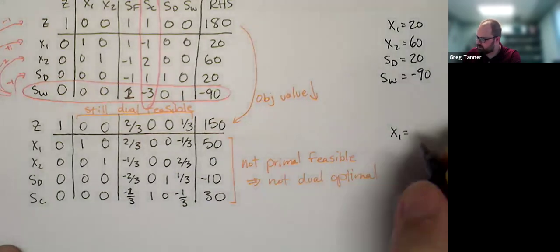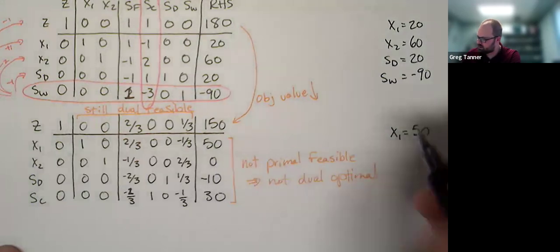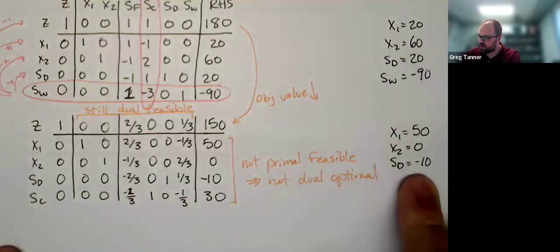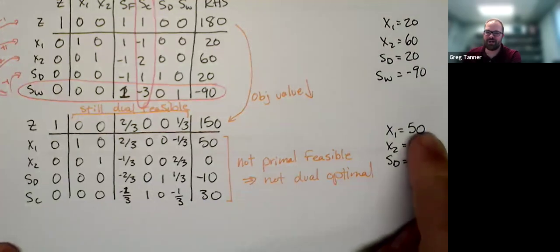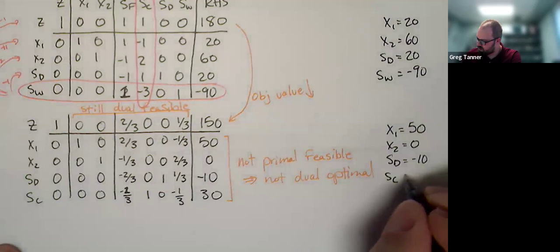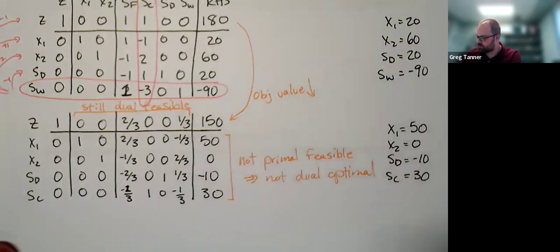And now after one step, x1 is now 50, so we're making more soldiers. We've reduced the amount of trains x2 down to 0. SD is now -10. So we're now making too many trains that we're violating the demand constraint for trains. And SC, which is the slack for carpentry, is now 30. So now we've got extra carpentry labor on our hands because we're making fewer trains. And so now we got some extra labor for us to use.